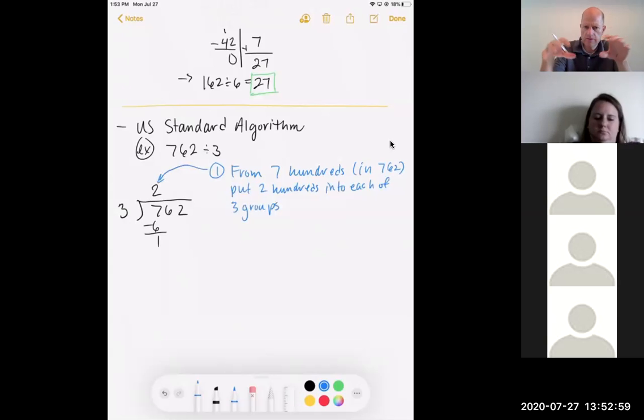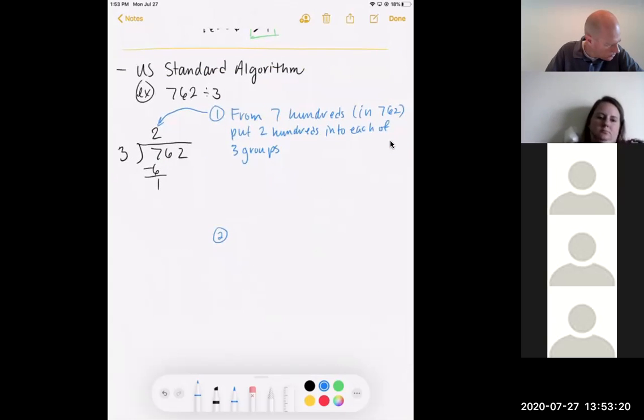So the standard algorithm takes each place, it takes out the maximum number of groups you can, and then looks at the rest. That's why you're going to subtract. Now, we're going to go ahead and subtract. I'm going to leave some space to talk about these other parts here. Let's go ahead and go to number 2 here.